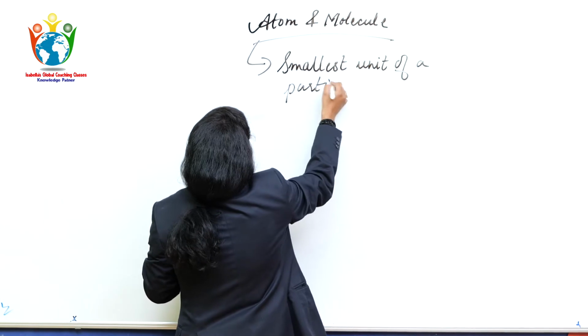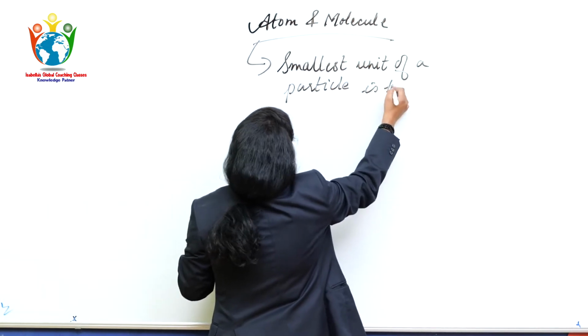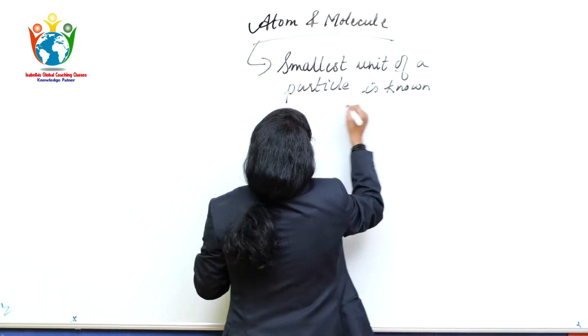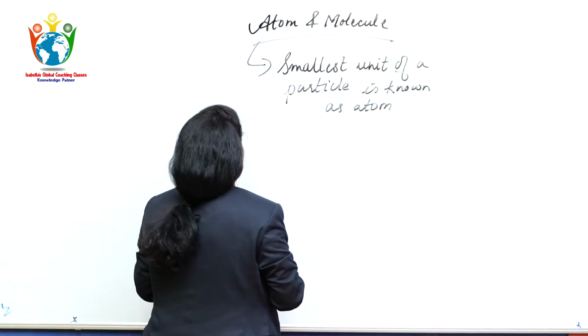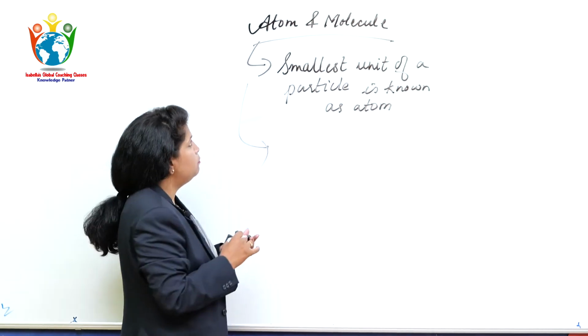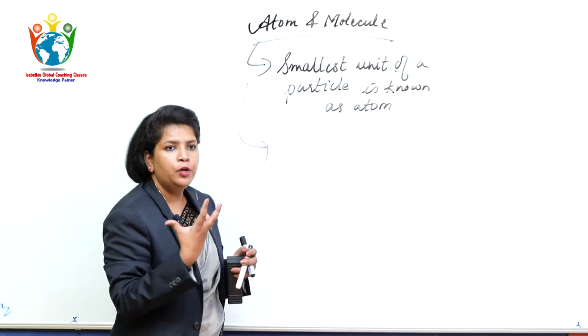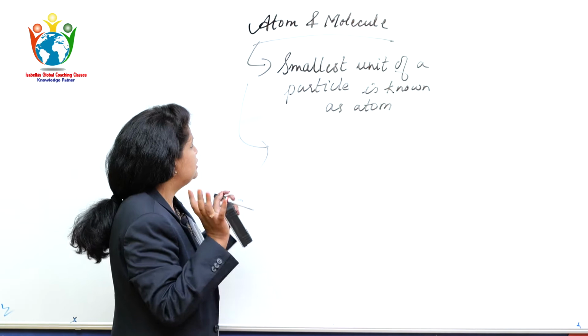The smallest unit of a particle is known as atom. Okay. Now, what is molecule? N number of atoms combined together form a molecule. This is a very simple thing.